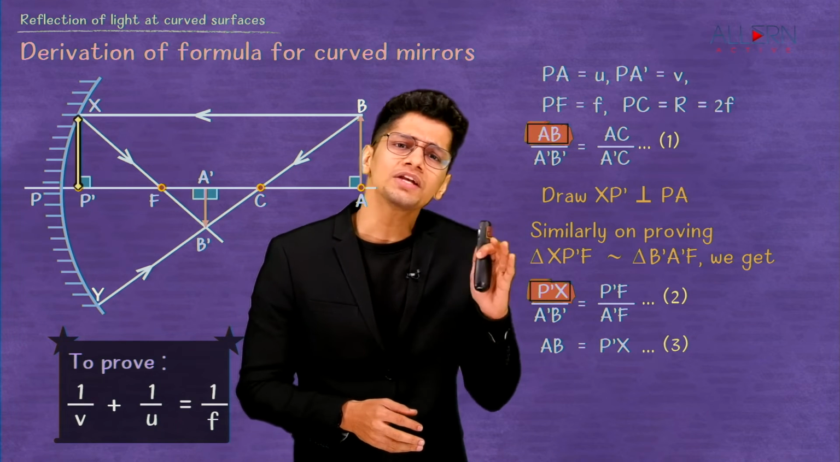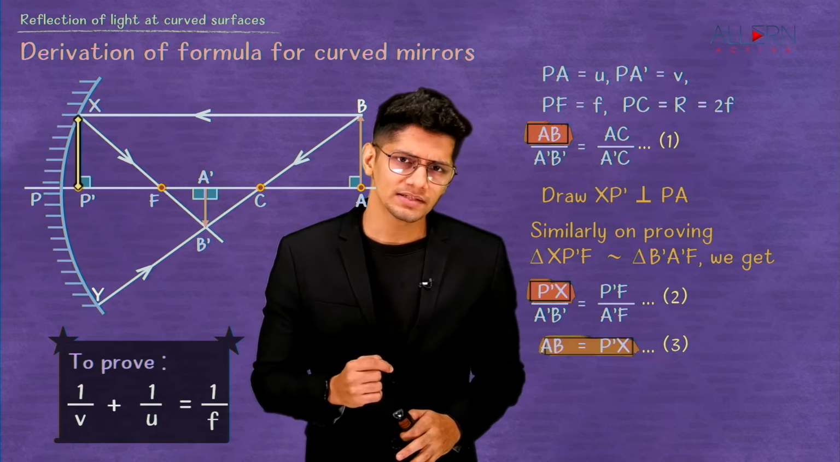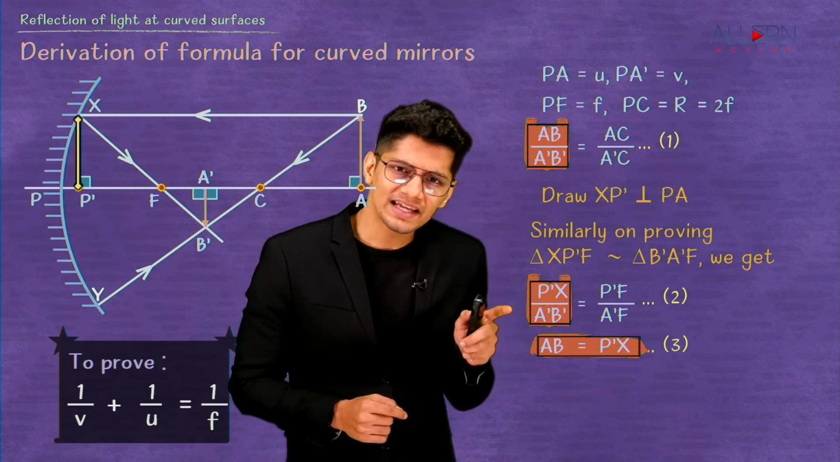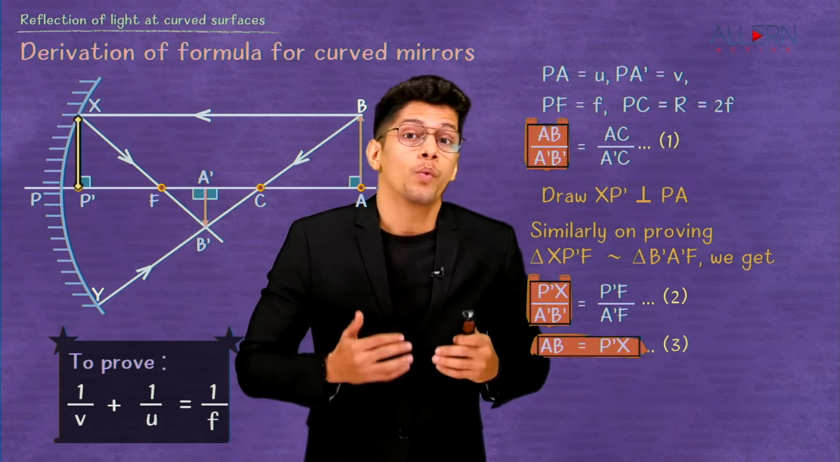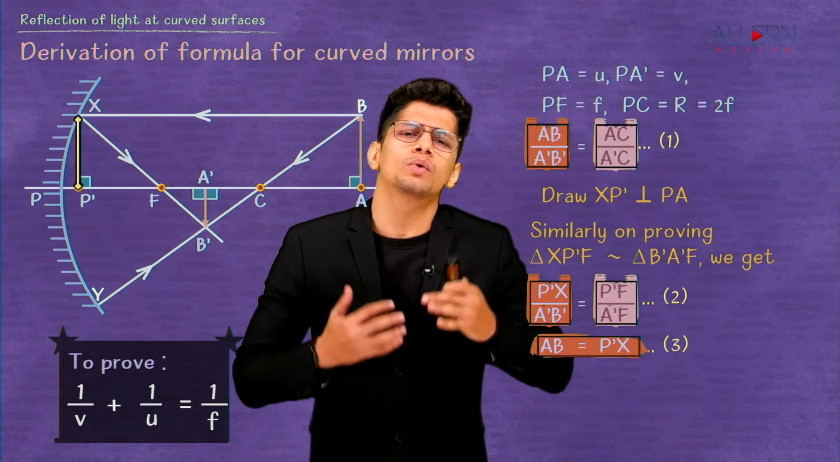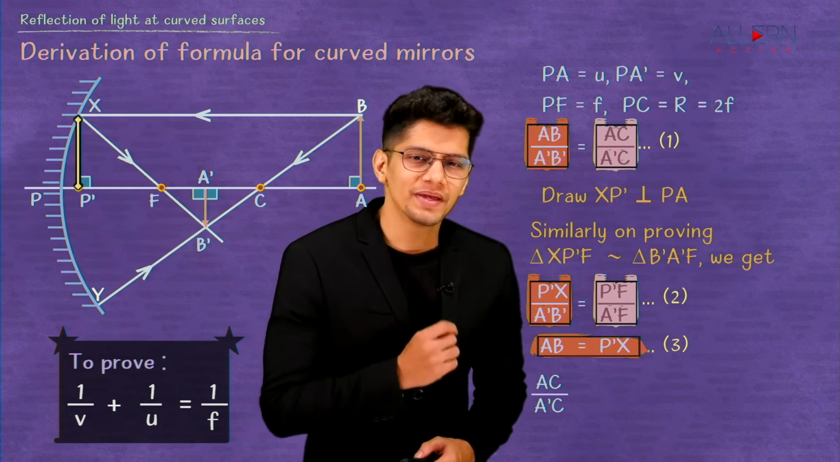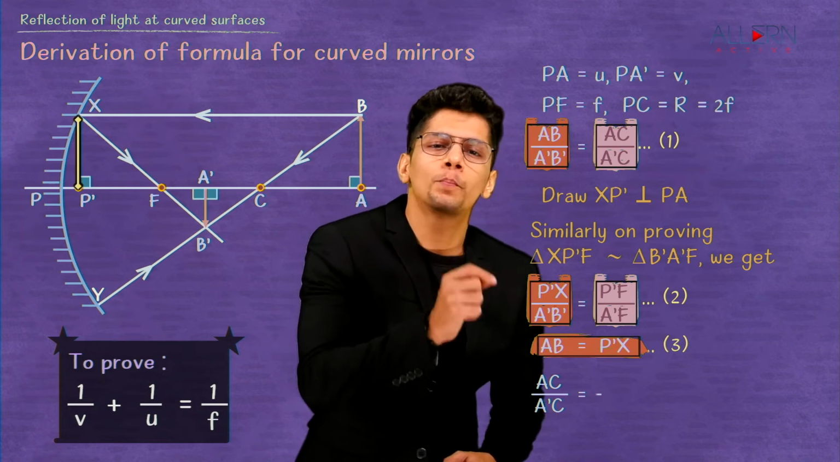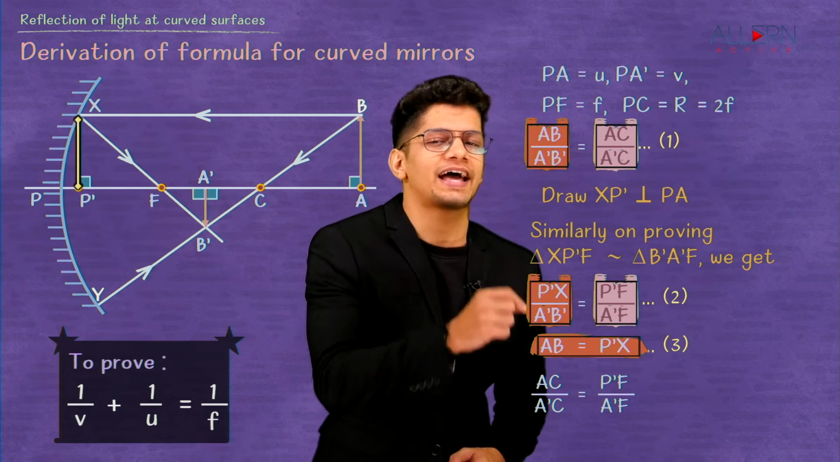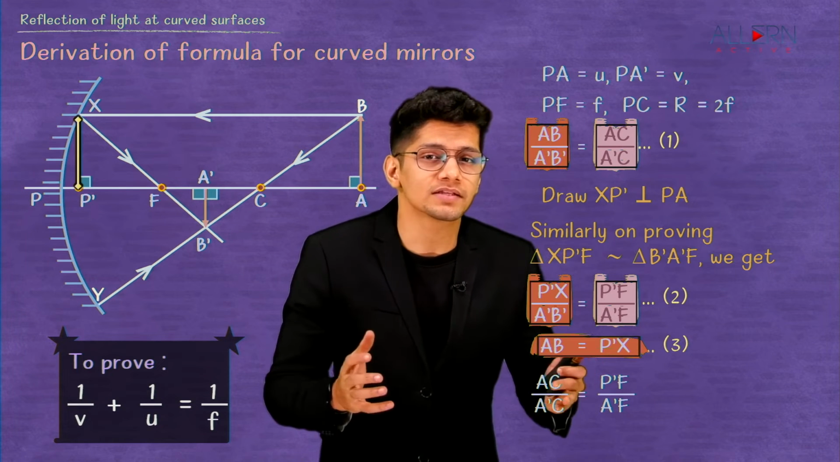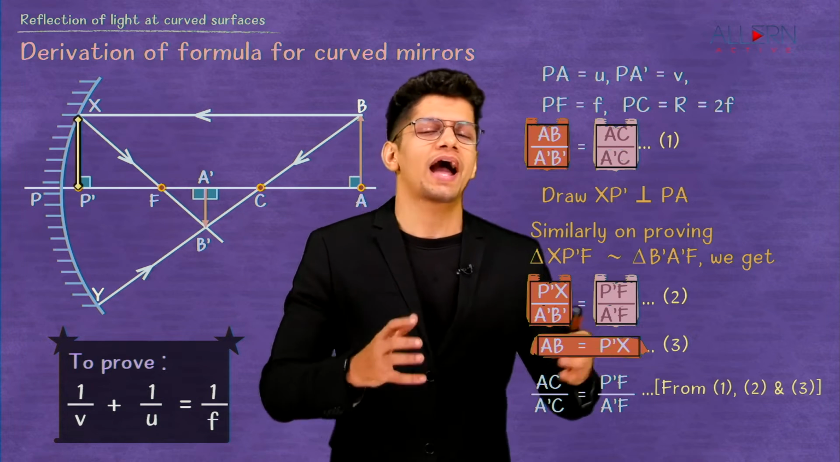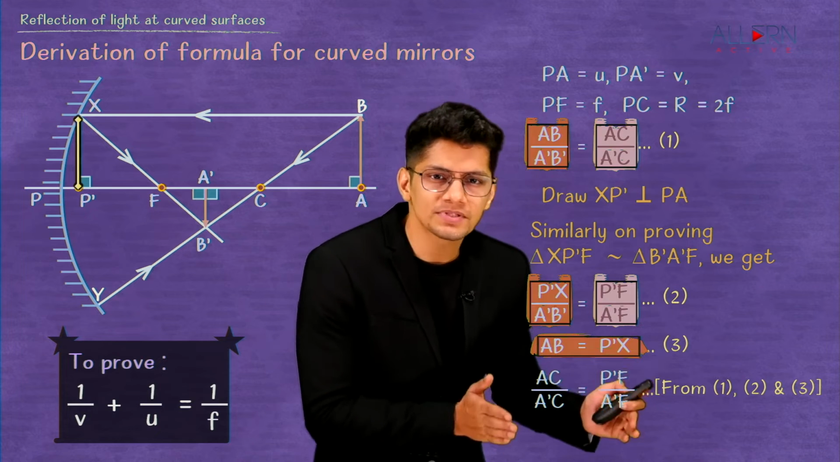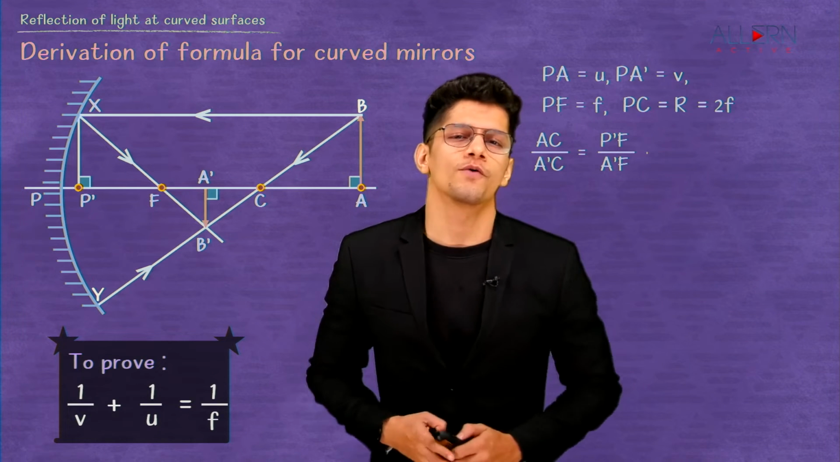So from equation 1, 2 and 3, what we realize is that the left hand side is equal to left hand side, which means the right hand side would be equal to the right hand side, which means AC upon A dash C will be equal to P dash F upon A dash F. From where did we get this? From equations 1, 2 and 3. So this becomes our equation number 4.